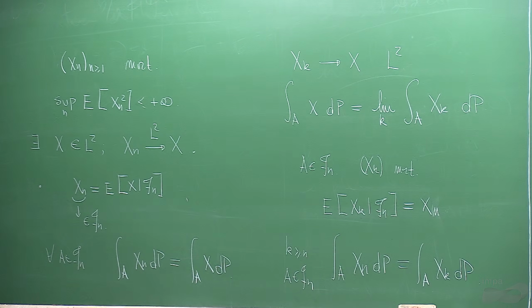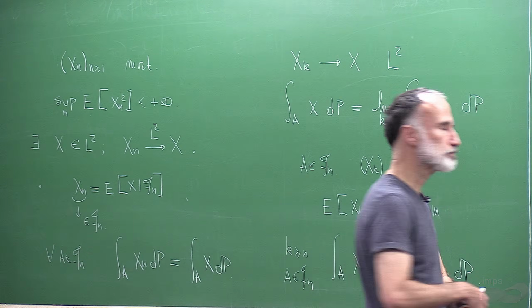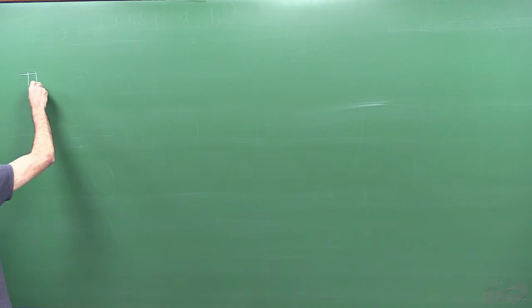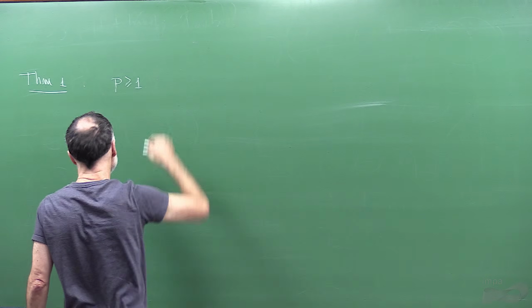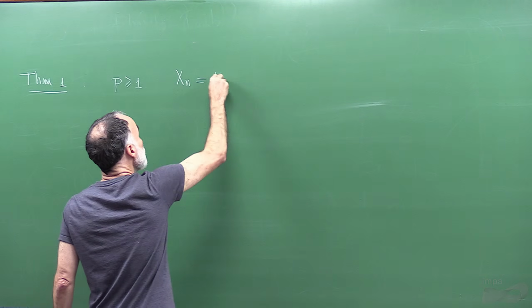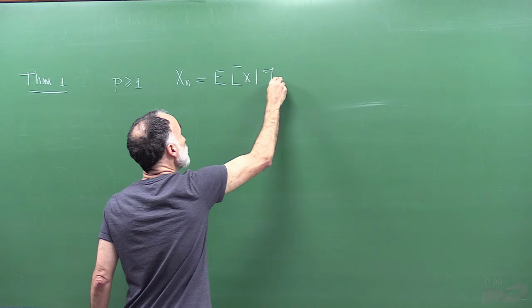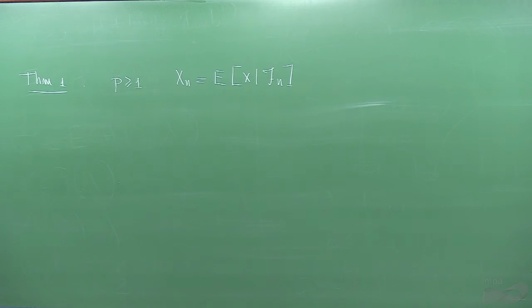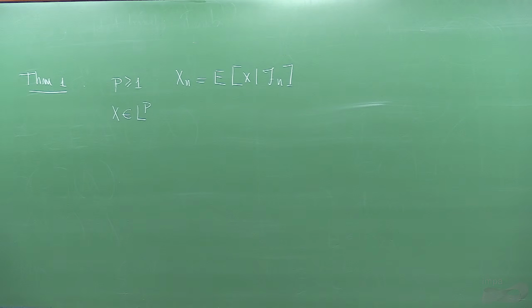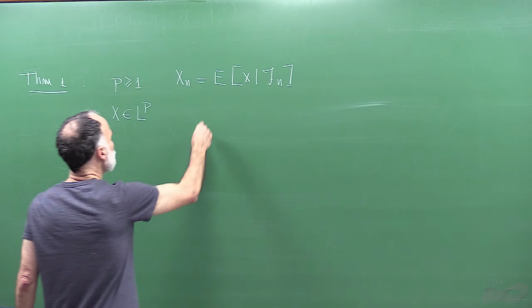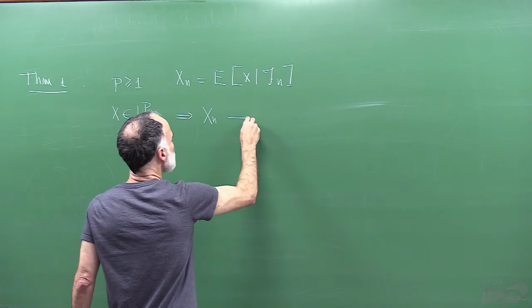Okay. So we have a pretty clear understanding of what a martingale bounded in L2 is, and we want to extend that to Lp. So the first theorem of today will say that, well, let's assume that p is larger than 1 and that xn is the martingale you obtain by taking the conditional expectation of x given Fn. So you fix x in Lp. You consider that martingale, and my claim is that xn converges to x in Lp.